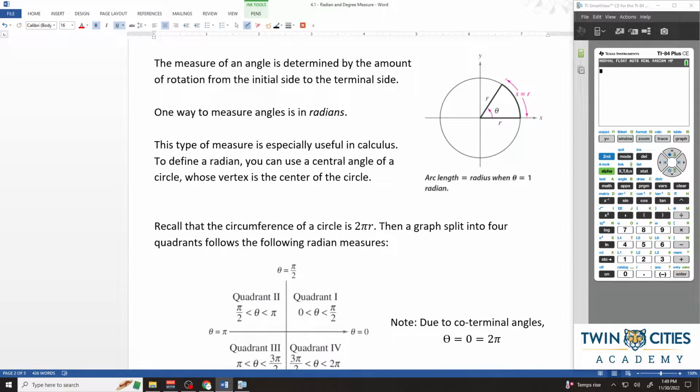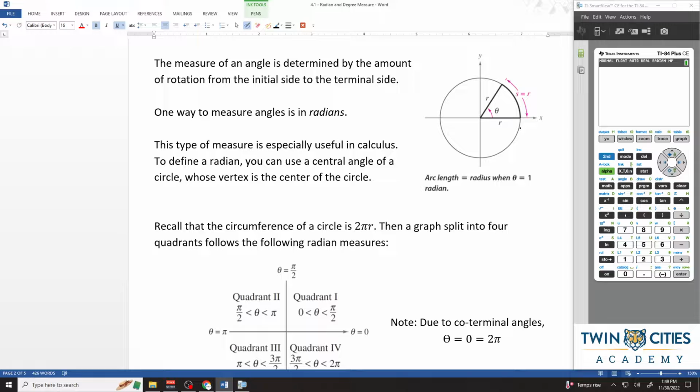So then what is this radian measure? Well, it's one way to measure these angles that's particularly useful in calculus. To define a radian, we're going to use a central angle of a circle whose vertex is the center of this circle. And what we're going to do is have this radius be 1. Well, we know that the circumference of this circle is 2 pi r, but if r is 1, then it's just 2 pi, goes all the way around the circle.